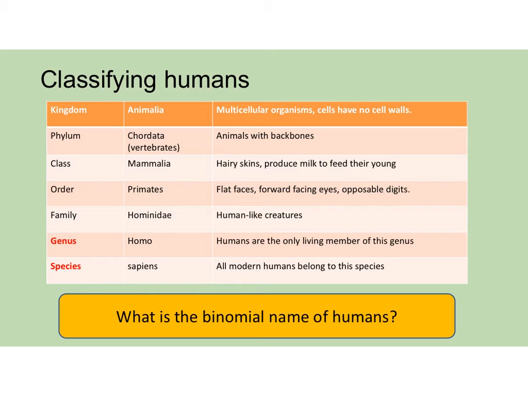Our order is primates, because we have flat faces, forward-facing eyes, and opposable digits. Our family would be Hominidae, which means human-like creatures. Our genus is Homo. Humans are the only living member of this genus. And our species is Sapiens. All modern humans belong to this species. So can you work out what the binomial name of humans is?